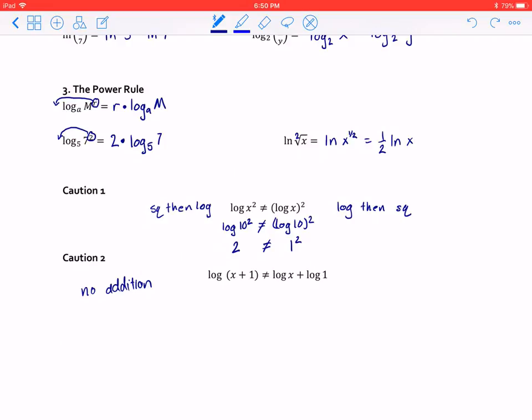Again, if you just think about an expression, if you were to say let x equal 9, you would have log of 9 plus 1, which we can easily compute. Log of 10 is just 1. And that's not equal to log base 10 of 9 plus log base 10 of 1. Well, this is 0, but this is some decimal that's definitely not equal to 1. So two things to watch out for as you go through examples.